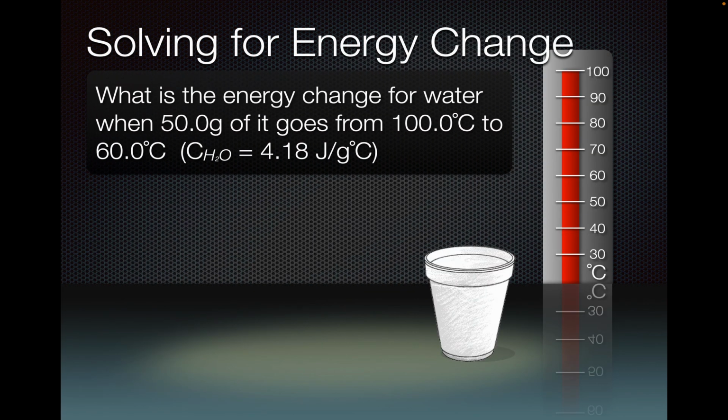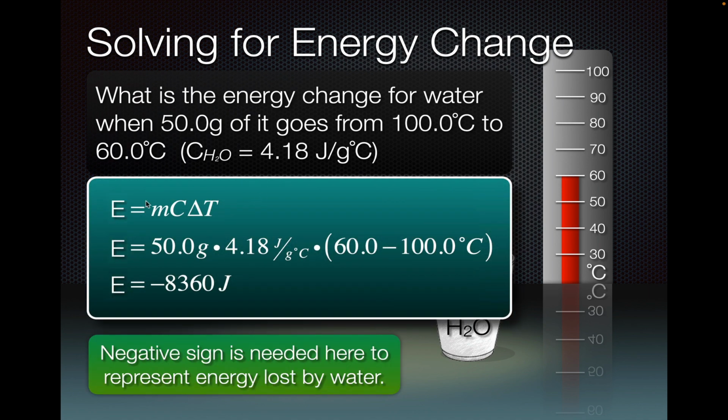So let's do a solving thing. What's the energy change for water when 50 grams of it goes from 100 degrees Celsius to 60 degrees Celsius? So we see that energy is going to be going out because it cools down, starts at 100, ends at 50. So we just use our equation: mass times the heat capacity for water times the final temperature minus the initial temperature, and we get a negative 8,360 joules of energy, okay? We use a negative sign here that tells us that energy is being lost by the water. It's releasing that energy out.